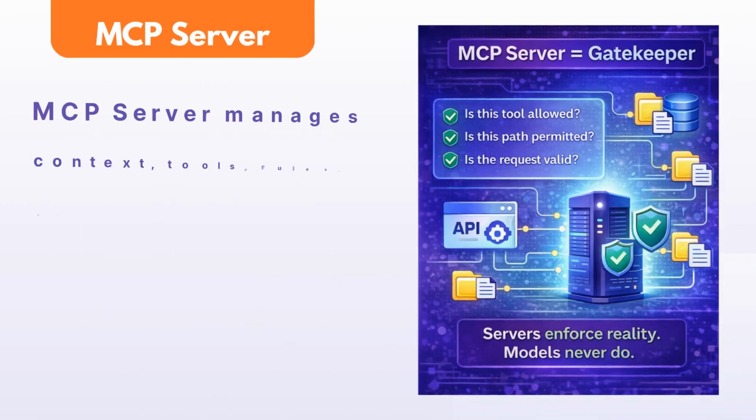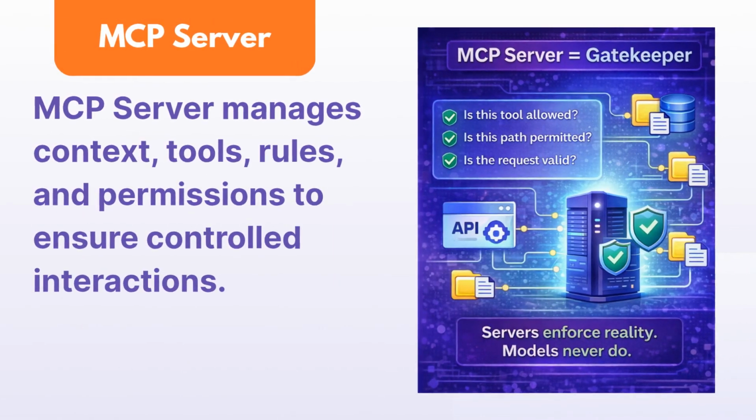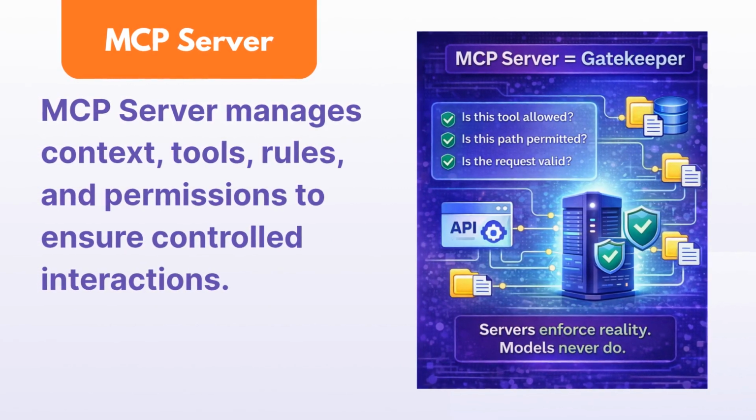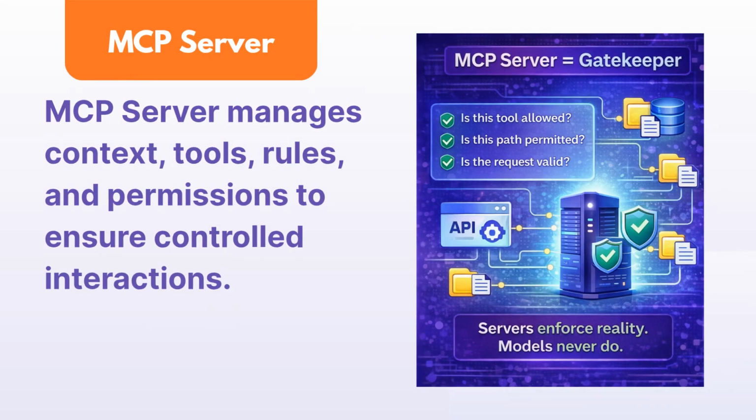The MCP server lives on the system side. It does three critical things. First, it exposes available context and tools in a discoverable way. Second, it enforces permissions and boundaries. Third, it ensures every request follows a defined structure.